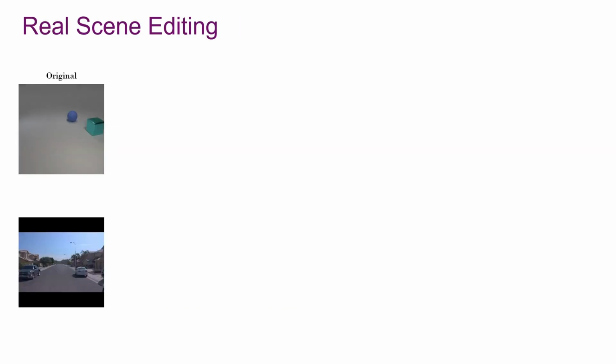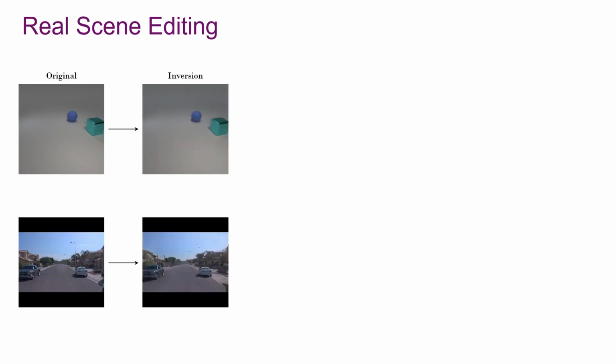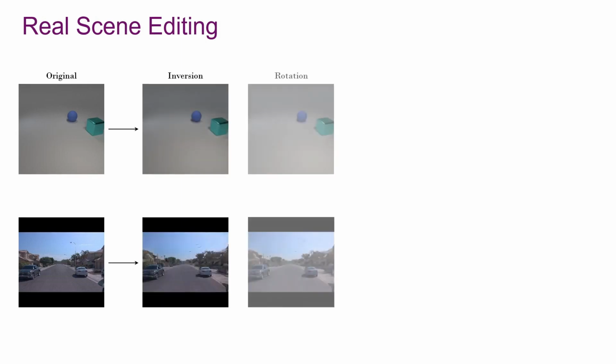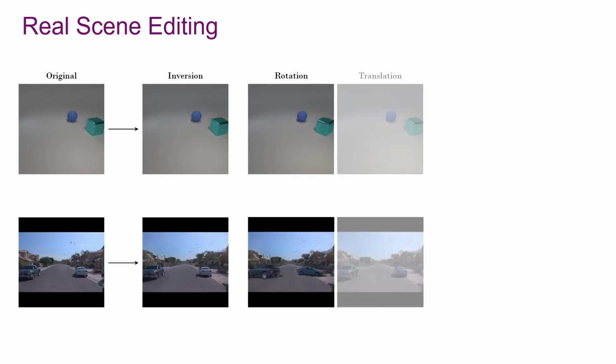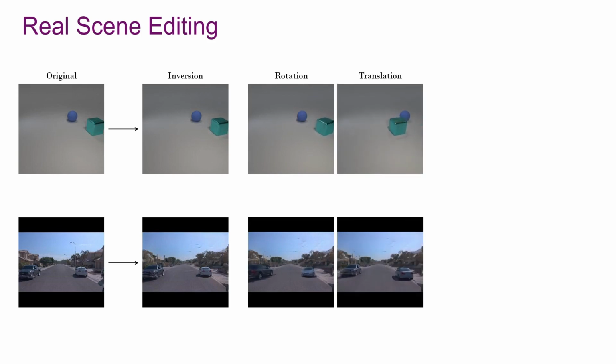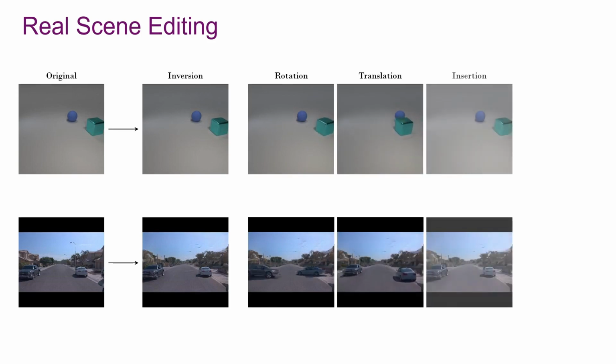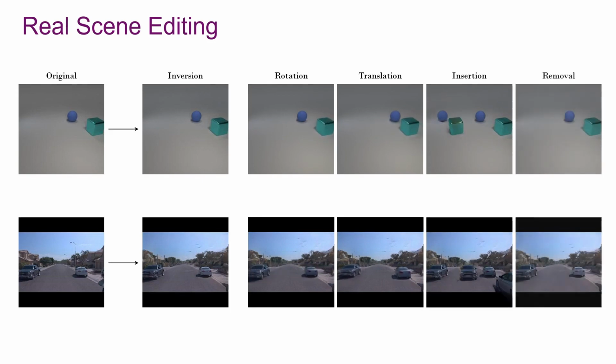Besides, after training, the well-learned DiscoScene can also be used for real scene editing. Given real scene images, we first perform GAN inversion to reconstruct them well, and then you can perform editing on your object of interest, like rotation and translation. Besides, we can also insert new objects by cloning. If you don't like the objects, you can remove all of them and only keep the background.